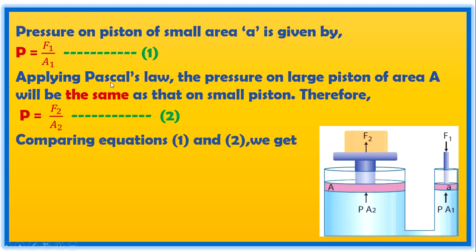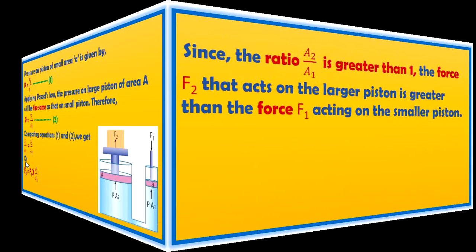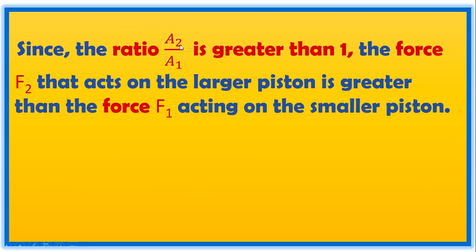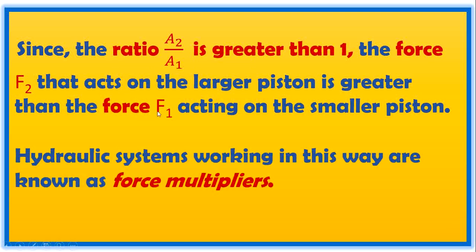By combining equations 1 and 2, we get F1 by A1 is equal to F2 by A2. From this we find F2. So F2 is equal to F1 by A1 into A2, that is, F1 into A2 by A1. If the ratio A2 by A1 is greater than 1, then the force F2 acting on the larger piston is greater than the force F1.